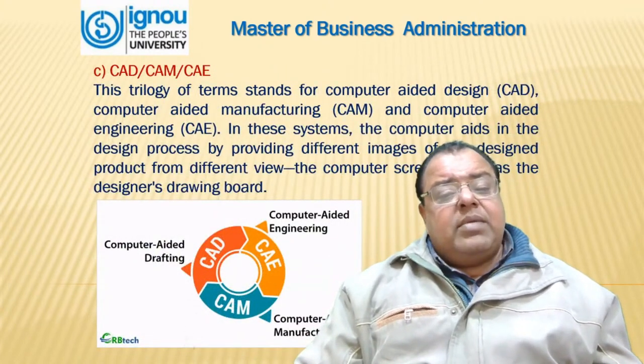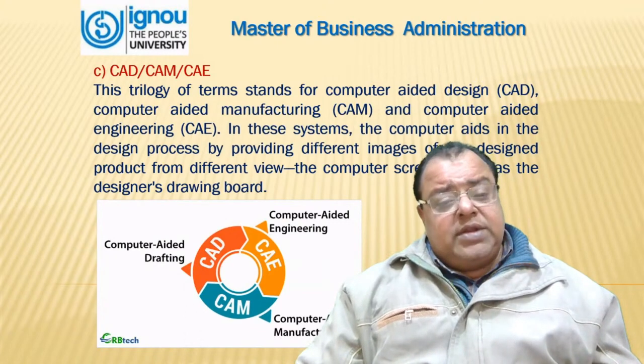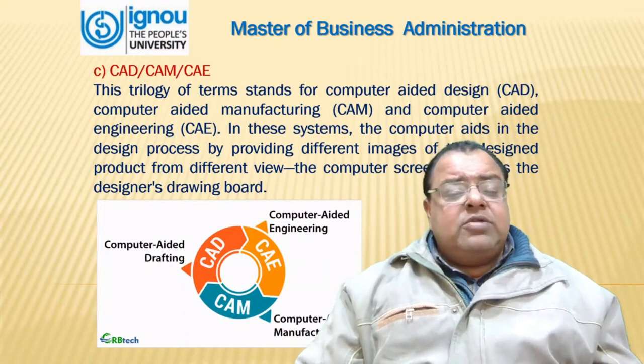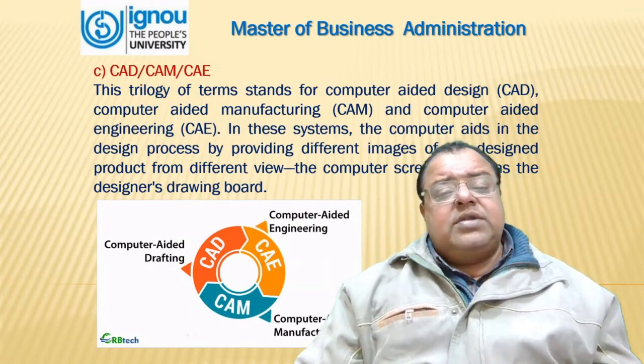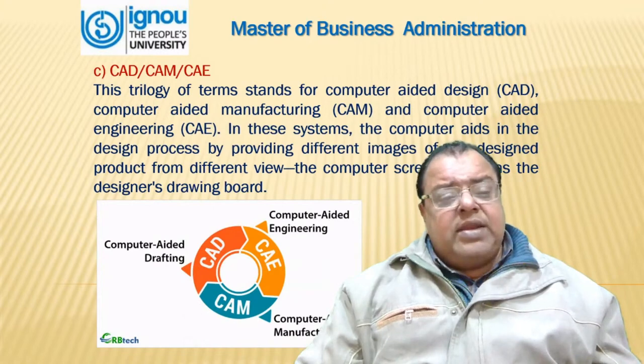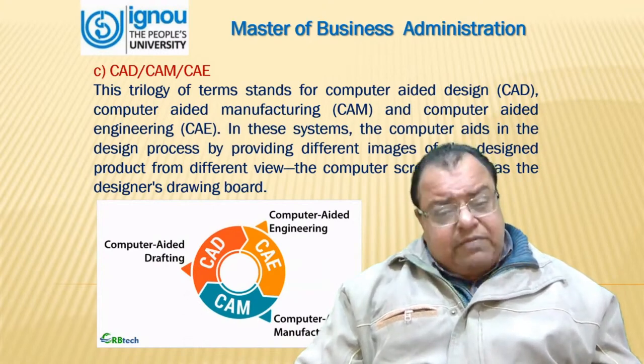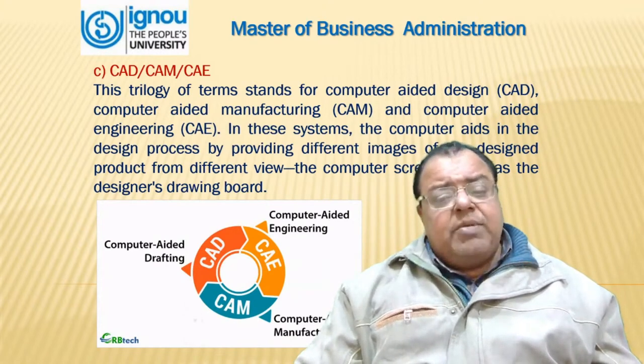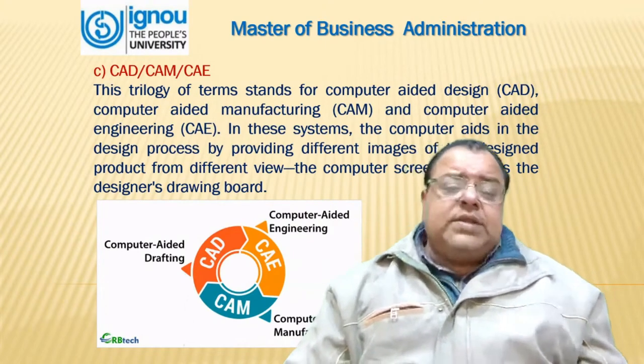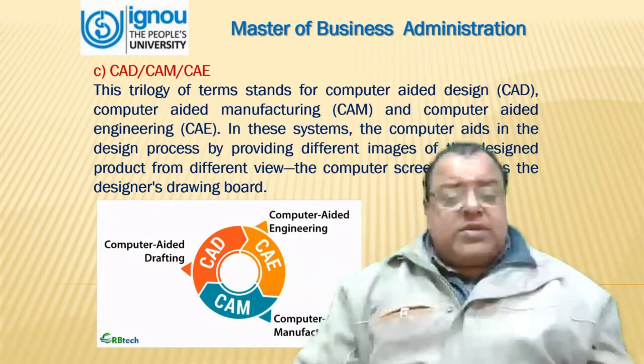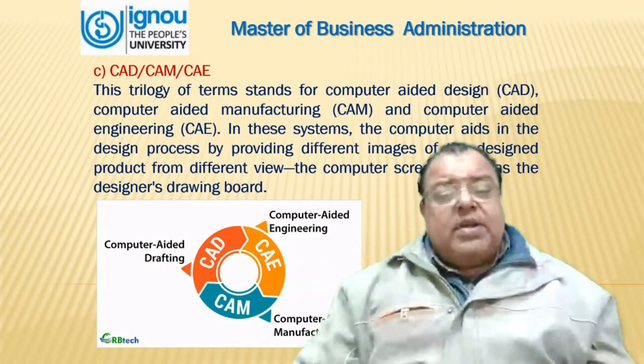CAD, CAM, CAE. CAE is basically computer aided engineering. The trilogy of terms stands for computer aided design, computer aided manufacturing, that is CAM, and computer aided engineering, that is CAE. In these systems, the computer aids in the design process by providing different stages or different images of the design product with different views. The computer screen acts as the designer's drawing board.